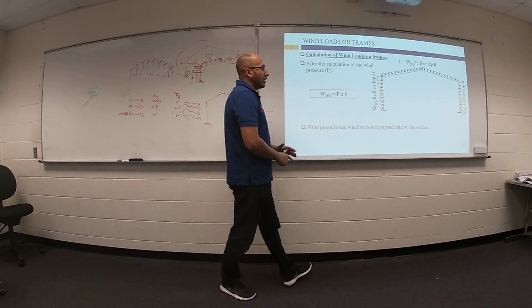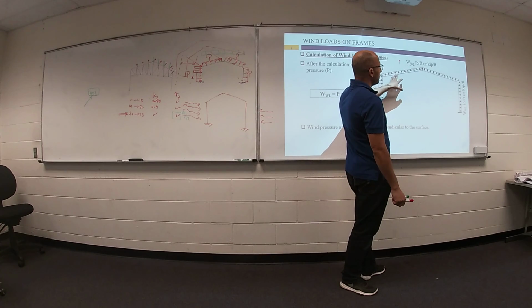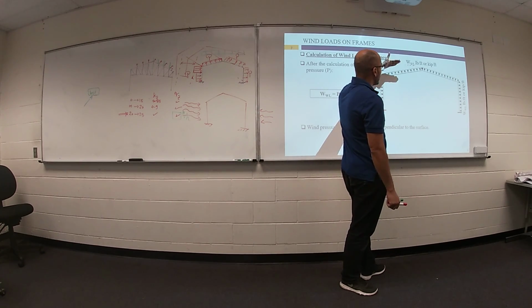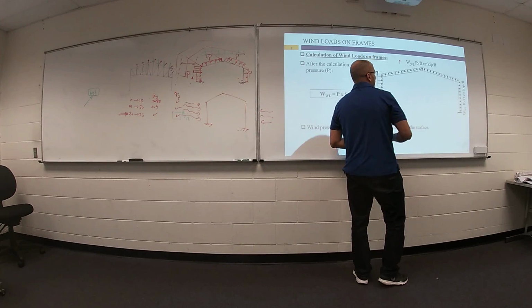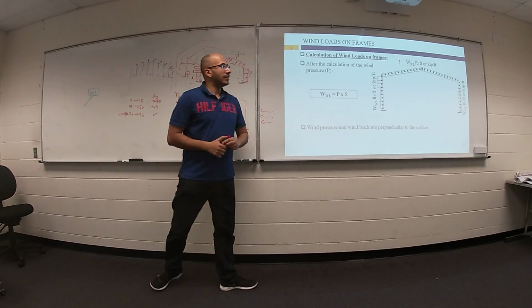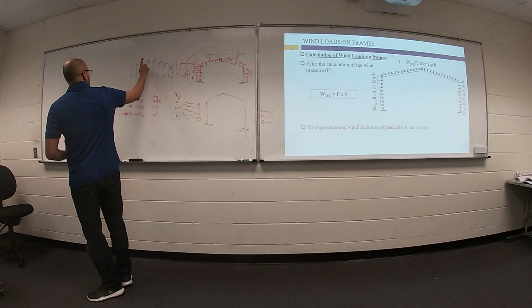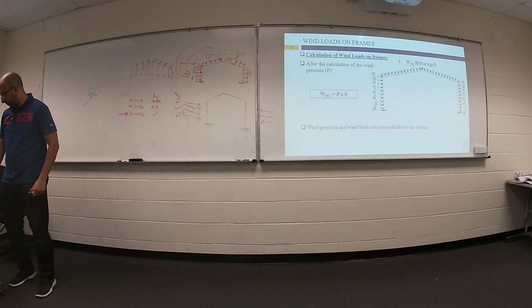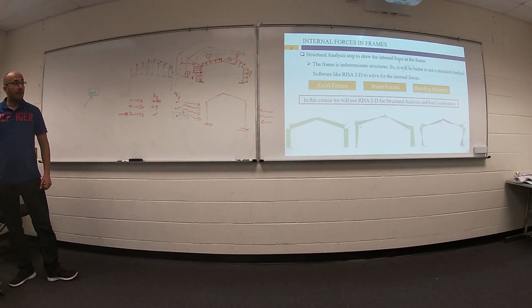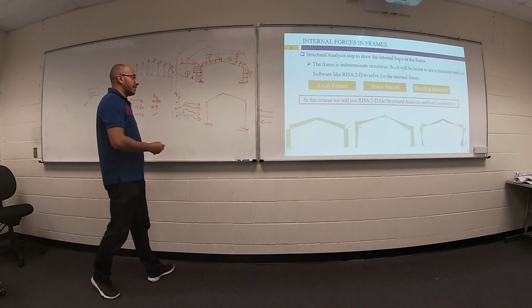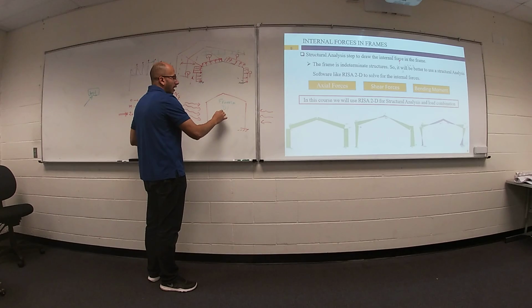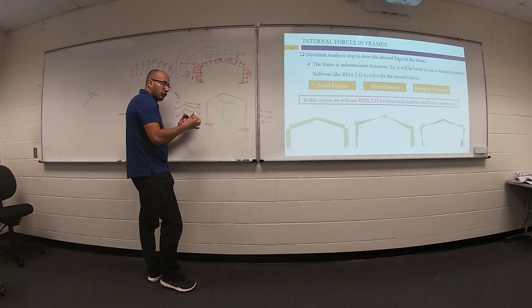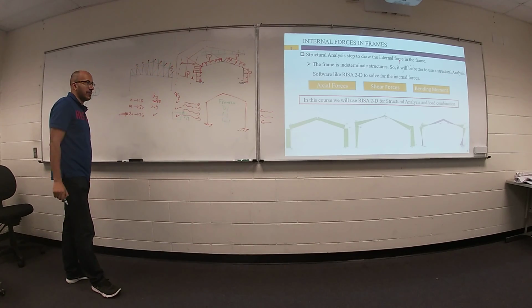Remember, your wind load is perpendicular to the surface of your building. If your surface is inclined, your wind will be inclined. And for truss also. Finally, this is a frame under dead load, live load, wind load. We can do our load combinations, that's fine.